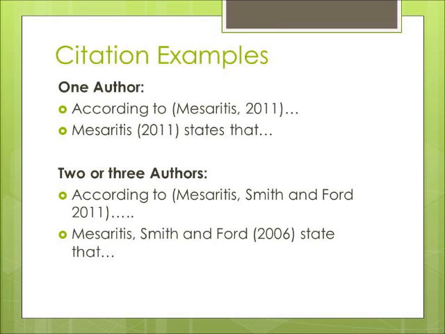The second example is concerned with citing two or three authors at the same time. Again, there are two ways of performing two or three authors' citation. Similarly to the previous example, the first way is to include all the authors in the bracket along with the year of the work. For example, according to, opening brackets, Maseretis, Smith, and Ford, 2011, closing brackets.